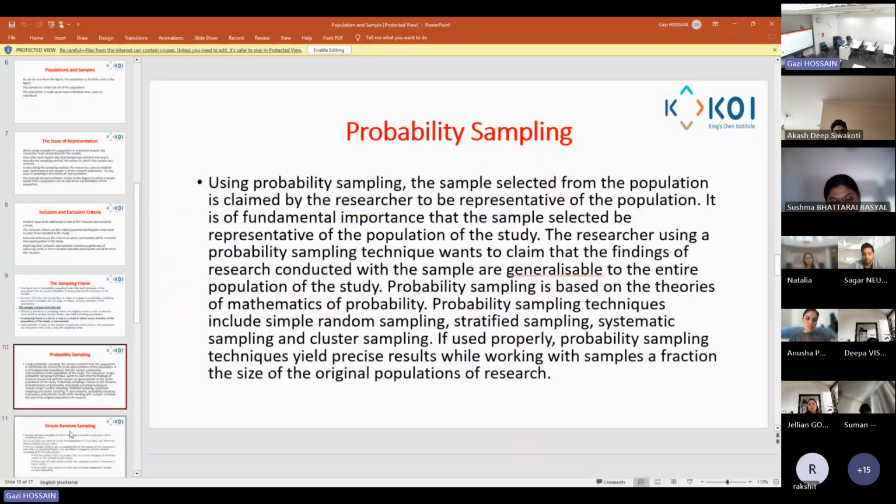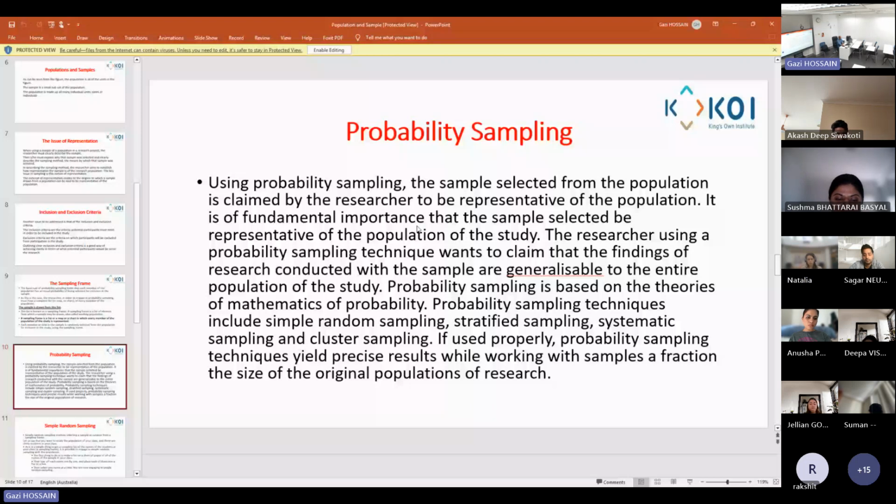Probability sampling I already discussed. Using probability sampling, the sample selected from the population is claimed by the researcher to be representative of the population. It is of fundamental importance that samples selected are representative of the population of the study. So it is one of the fundamental requirements that the sample we are going to select must represent the population. Okay. It must be representative.